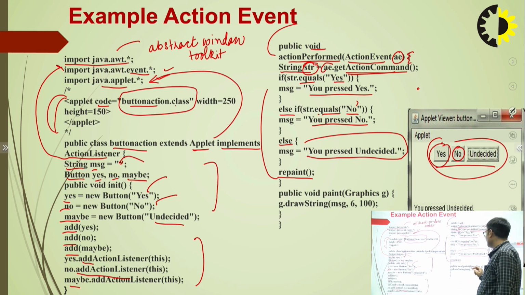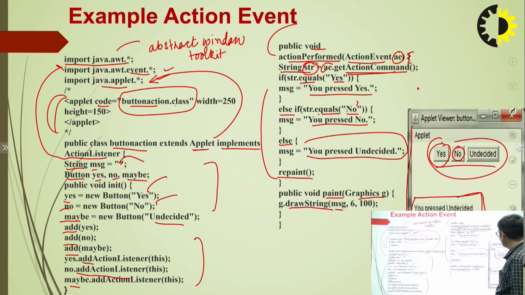Now I'm calling this applet by defining the message size, this one. So I'm writing the code public void paint Graphics g and g dot draw string message. You pressed undecided, you pressed no, you pressed yes.